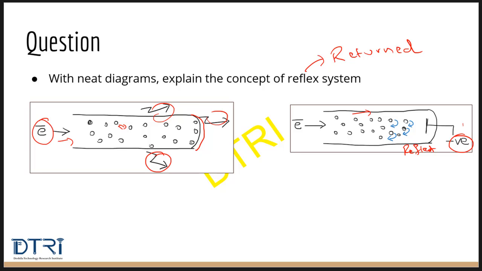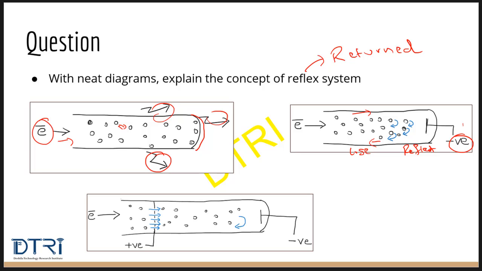And these electrons, when they are returning, go through the same phenomenon. When they return, they collide and slowly start losing energy. Now, what happens if we add another positive potential grid here on the path? This is called an acceleration grid.